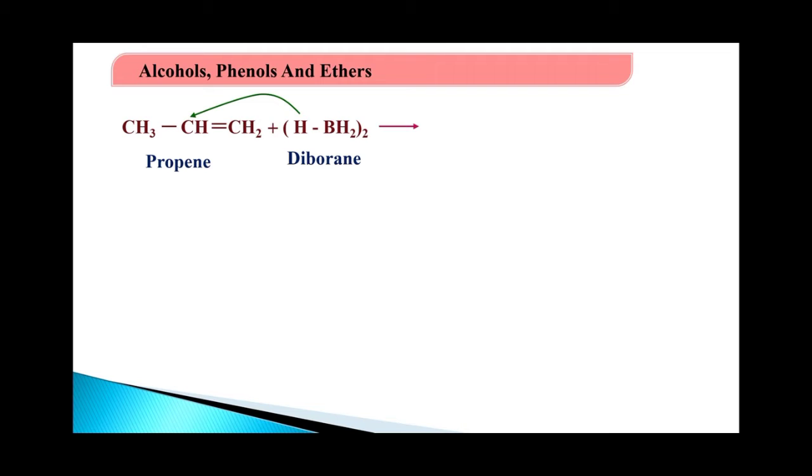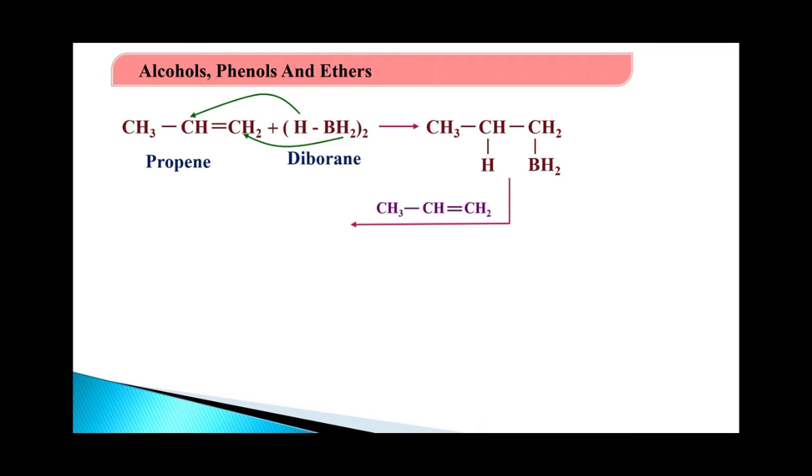But if you look at the definition of Markovnikov's rule, the positive part will attack the carbon containing more number of hydrogens. In boron compounds we are going to get the hydride ion, that is H minus. Hence H is negatively charged here, and H minus will attack the carbon containing the least number of hydrogens. Hence hydrogen is attached to CH, and BH2 is going to attack CH2 to give the product CH3 CH2 CH2 BH2.